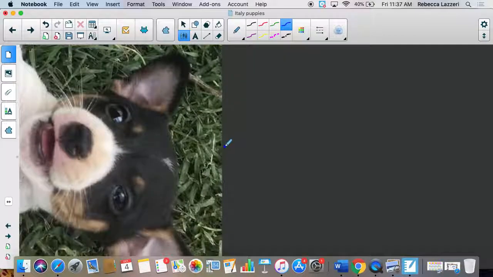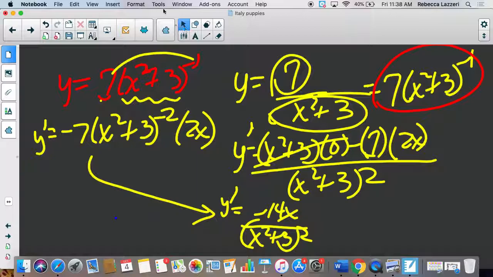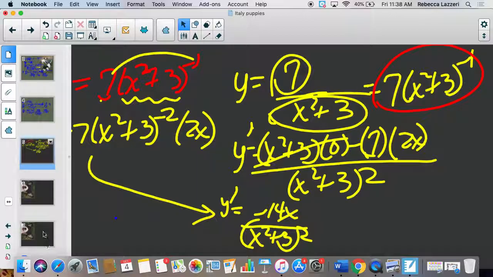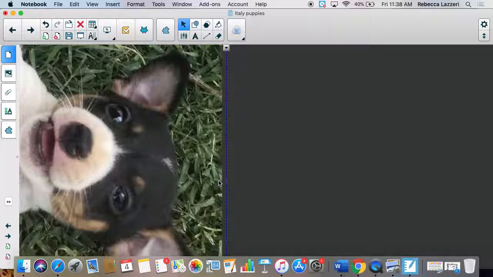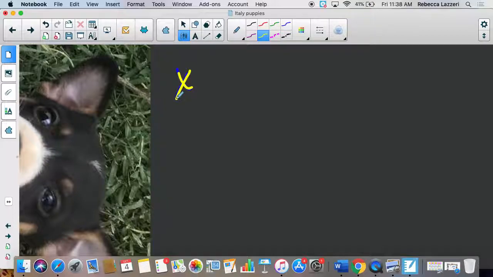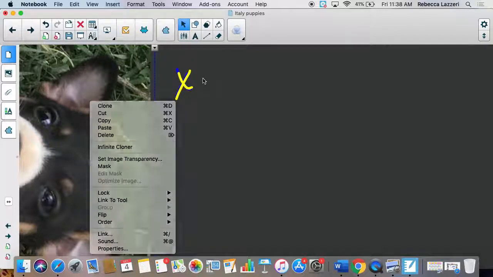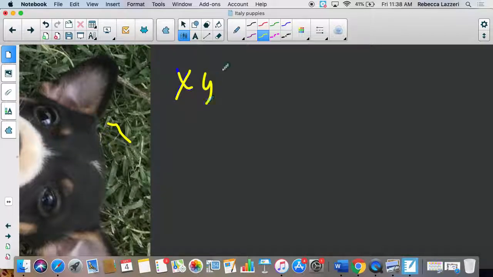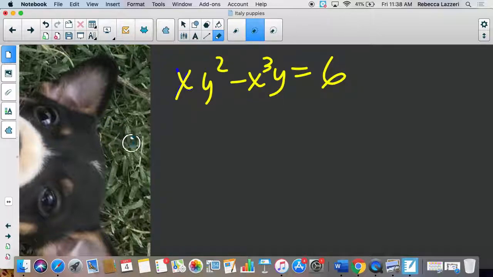Yeah. Okay, so number 10, cute little puppy, probably need to get rid of. All right, let's fly through number 10. Consider the curve x y squared minus x cubed y equals 6. Find dy over dx.